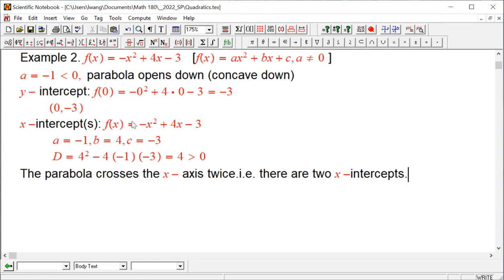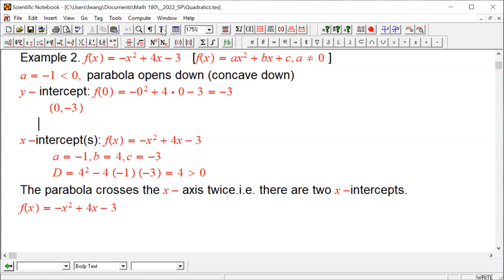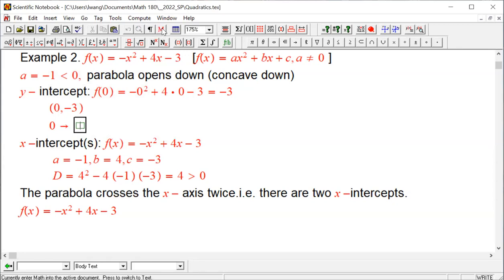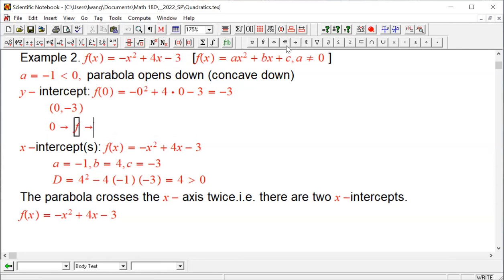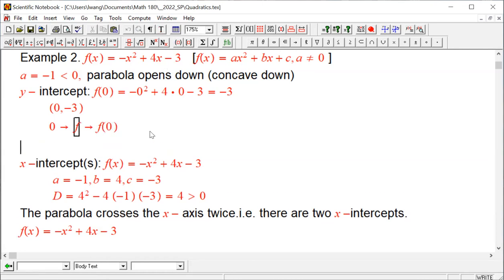So let's find the x-intercepts first, since we're right here. To find x-intercepts, what we need to do is set the function equal to 0. We set f of x equal to 0, right? To find the y-intercept, we know 0 is the input, and we apply the rule of the function to find f of 0. So that's the output. From input to find output.